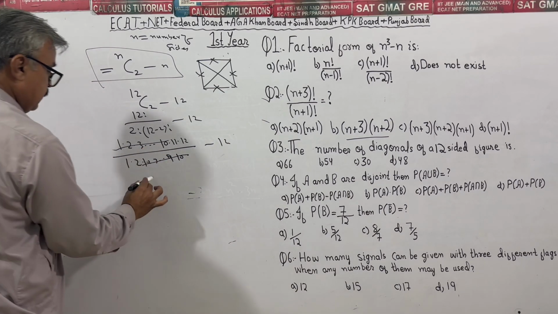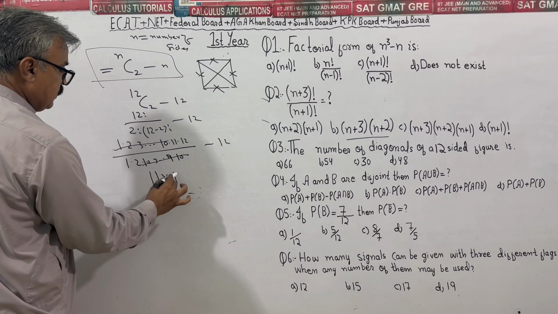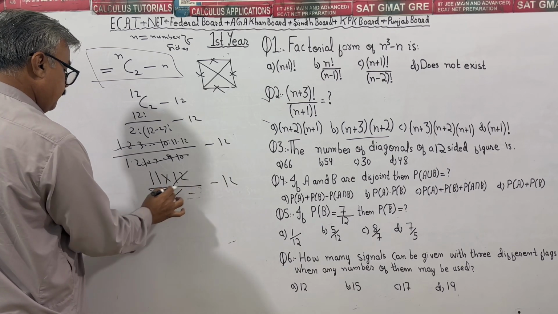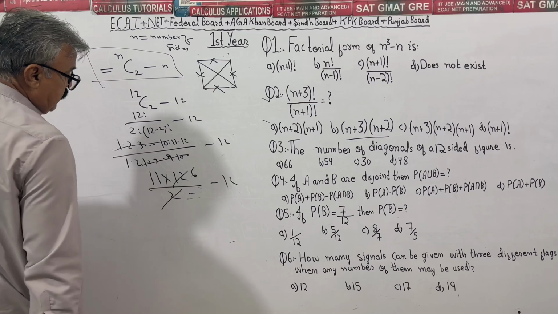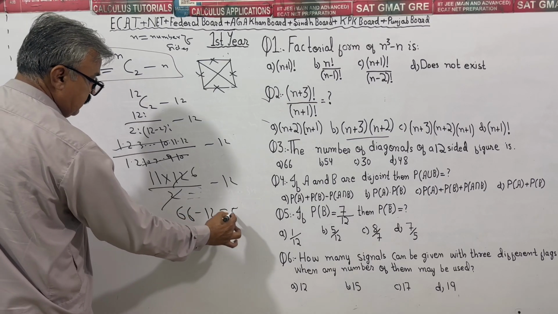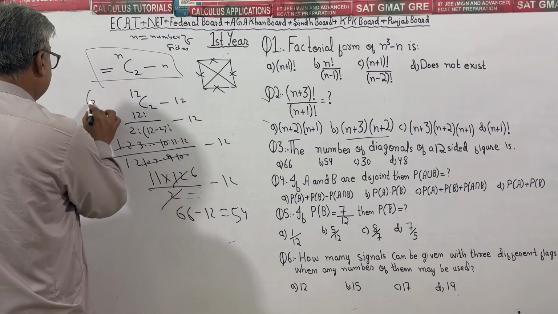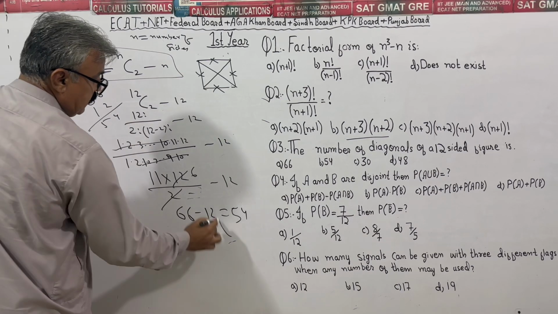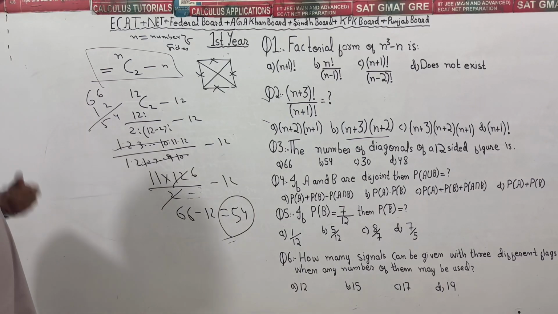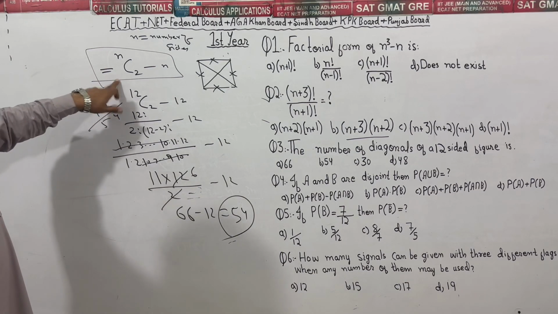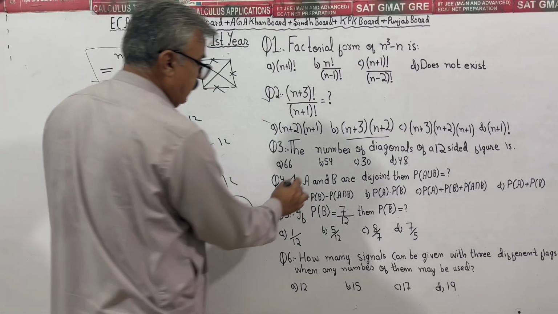What remains? 11 times 12 over 2, minus 12. Open up. Applying the table of 2 on 12: 6, 6 times 11 is 66, minus 12. 66 minus 12, if I am not at fault, 54 is the answer. 4 and 5, yes. 54 is the number of diagonals in a figure having 12 sides.